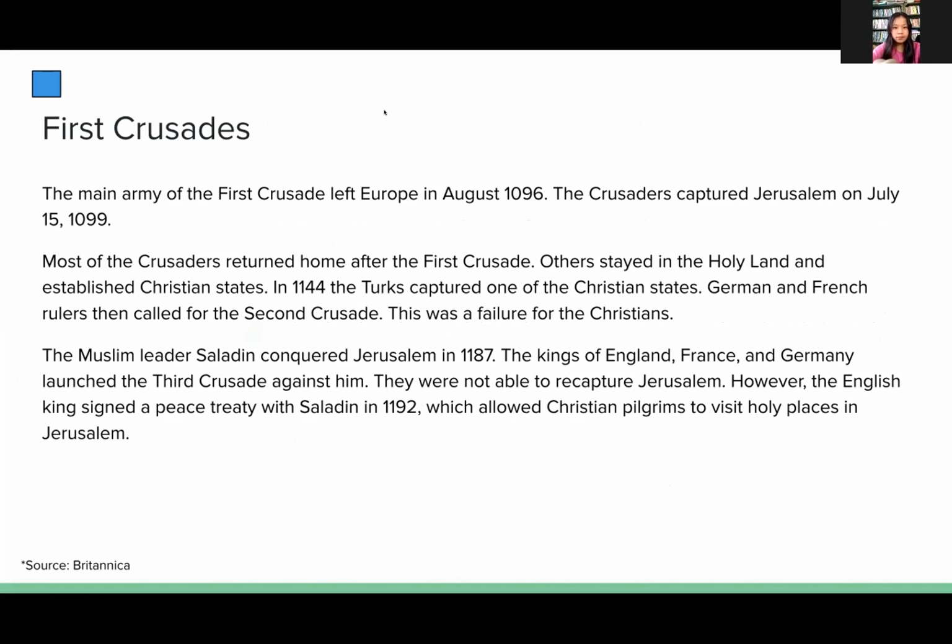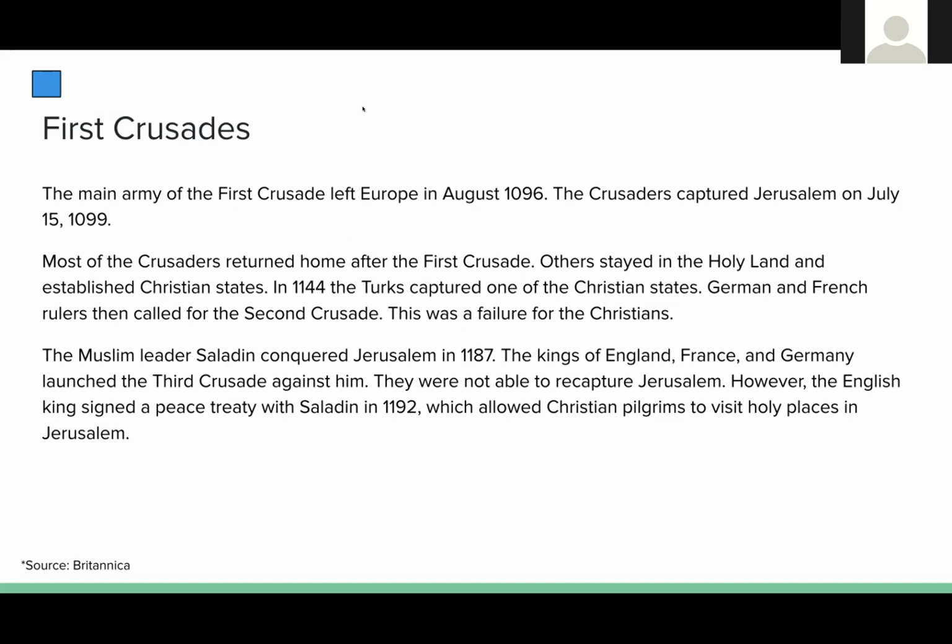Now, the First Crusade left Europe in August 1096, and they actually did succeed. So they captured Jerusalem on July 15th, 1099. Some of them stayed in the Holy Land, others went home.